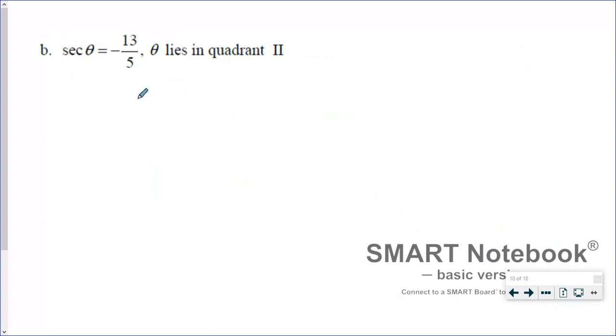All right, doing the same thing here. Again, we're in quadrant 2. So I draw an angle in quadrant 2.